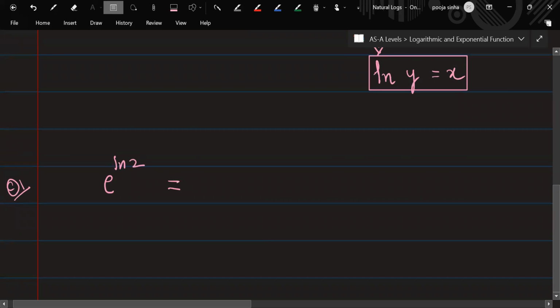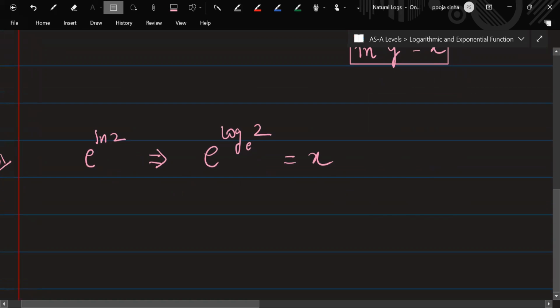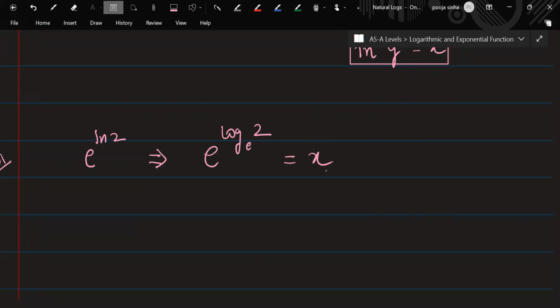To make it simple for me, and because we are used to this, log to the base e of 2, can I write it like this? That should be equal to x. This is just for convenience. You will not do it like this. We used to take it as a particular value because we have to find the value for this. So I'm assuming it to be equal to x, which means my value is x, right? My base is e, and what is the exponent? Log to the base e of 2.